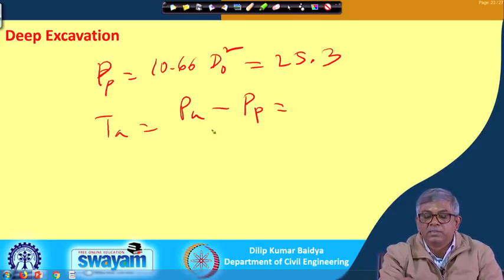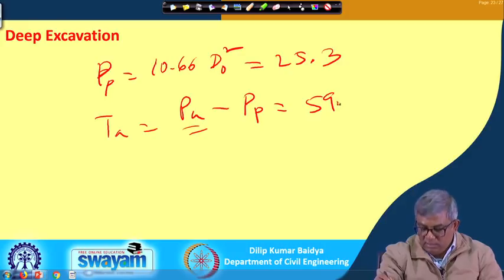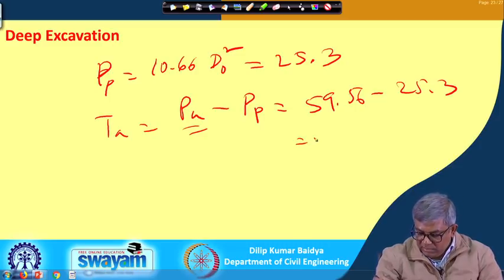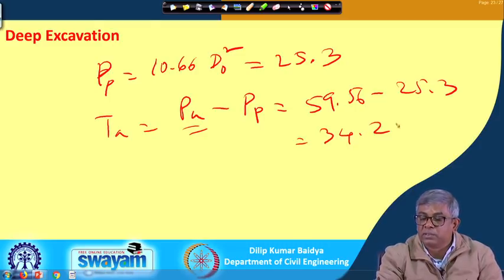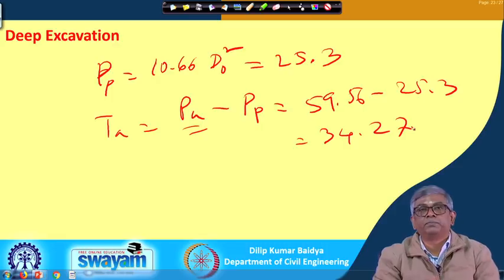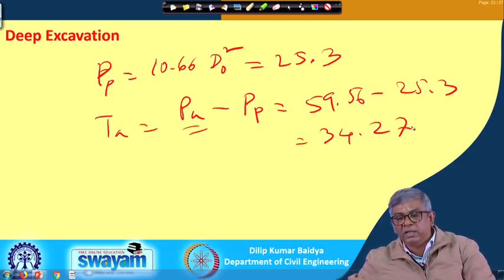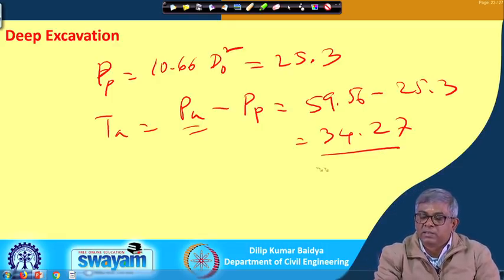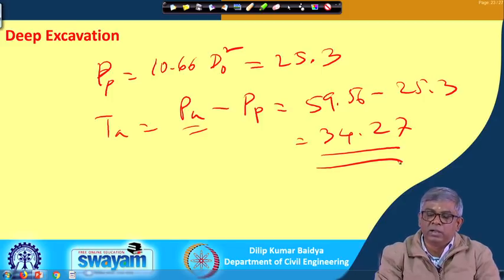So that means how much? It is 59.56 minus 25.3. So the difference will become 34.27. So that means the anchor rod force T A is 34.27. So that means you have got the solution.